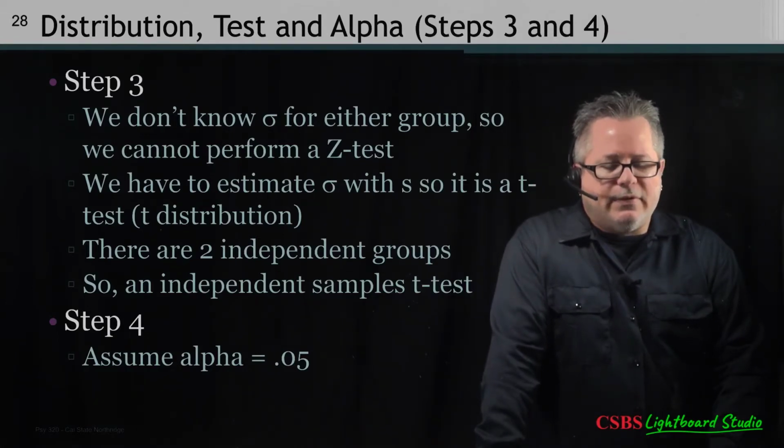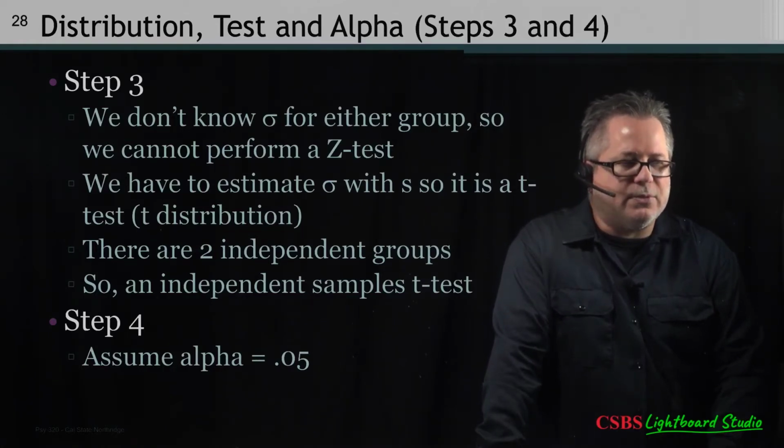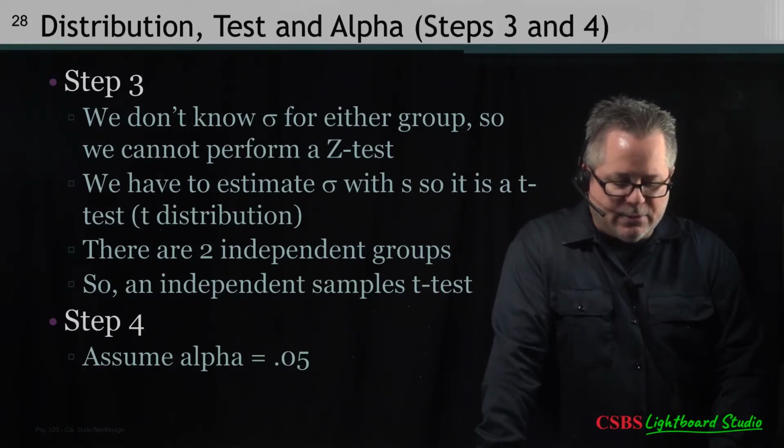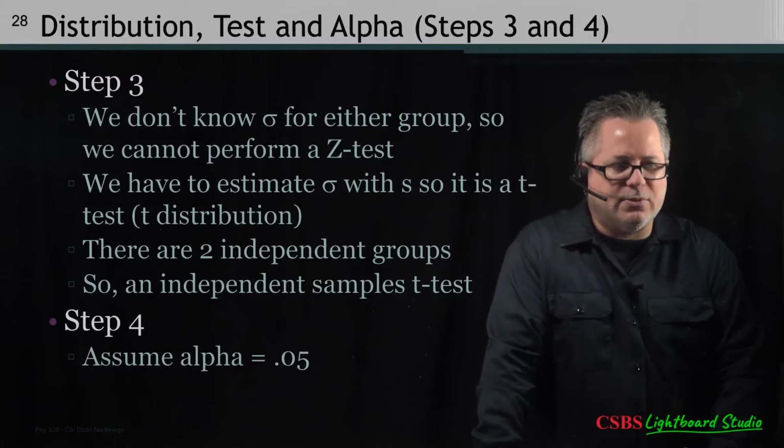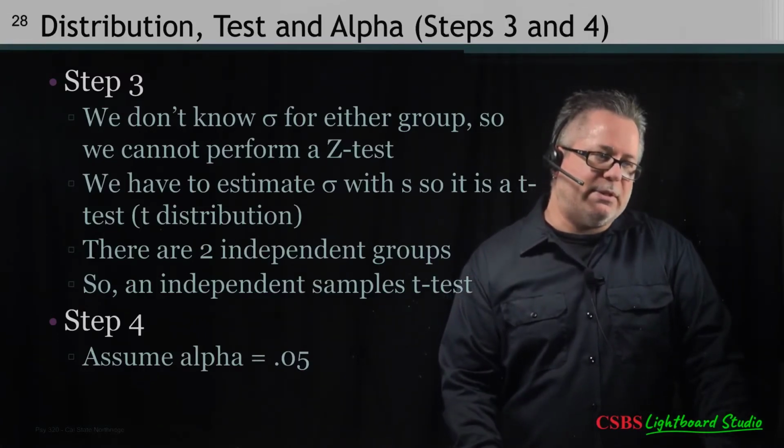So if you notice in the original setup, we weren't given sigma for either group. We don't know anything about the population. We're not given those values. So we cannot perform any kind of z-test. There's no independent sample z-test that can be performed because those sigmas aren't there. So we have to estimate sigma, which gives us a clue that it's going to be a t.